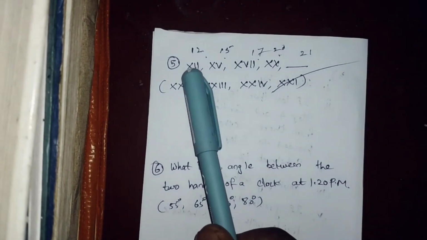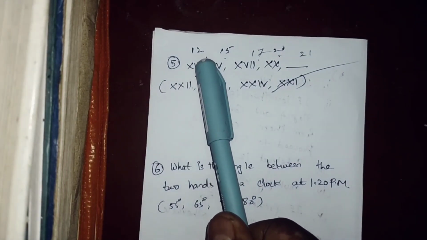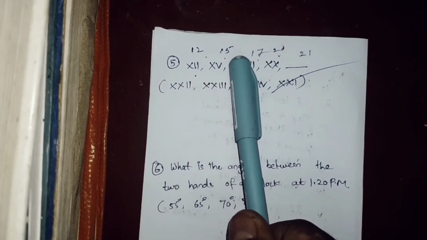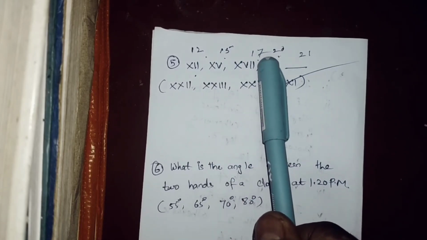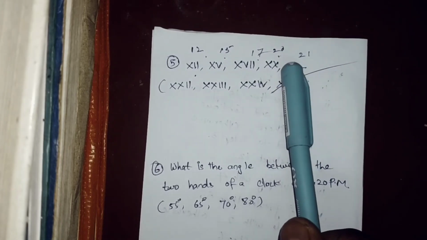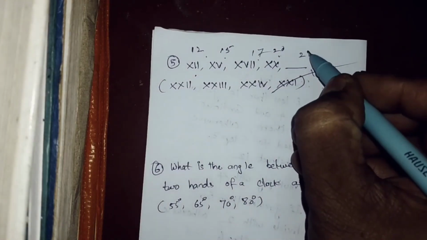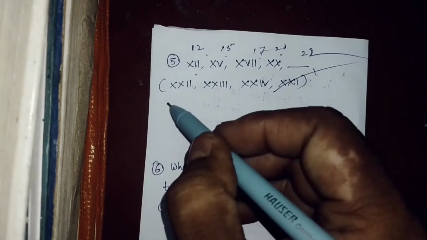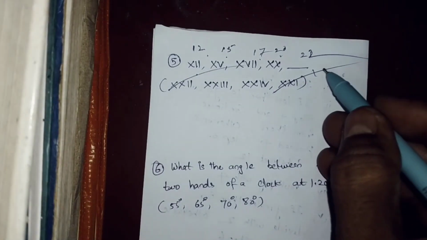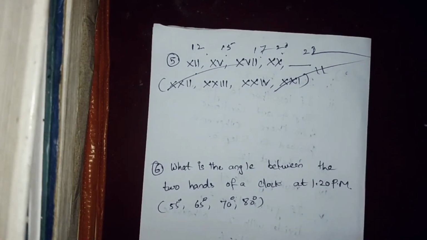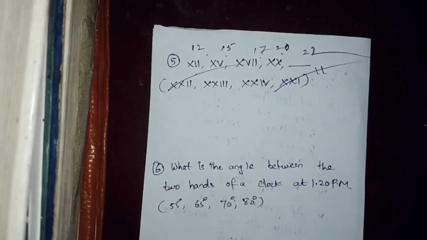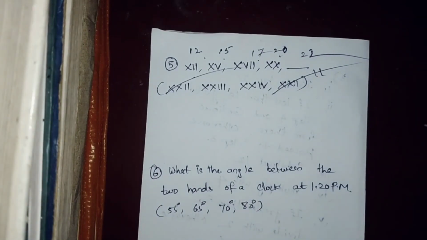Is it correct? 12, 13, 14, 2 gap, 15, 16, 1 gap, 17, 18, 19, 2 gap, 20. 1 gap, it is not 21, it must be 22. Hope it's clear. Just the gaps, just the gaps.